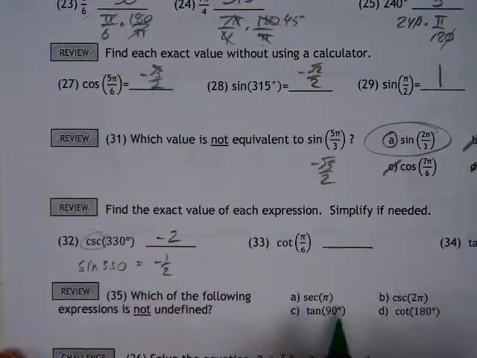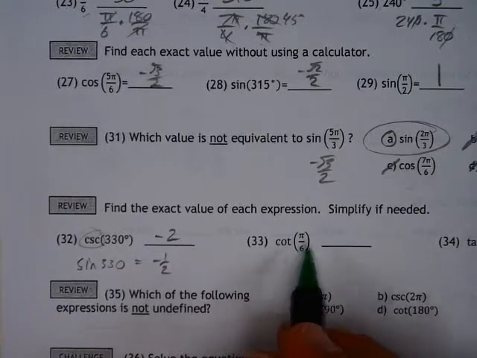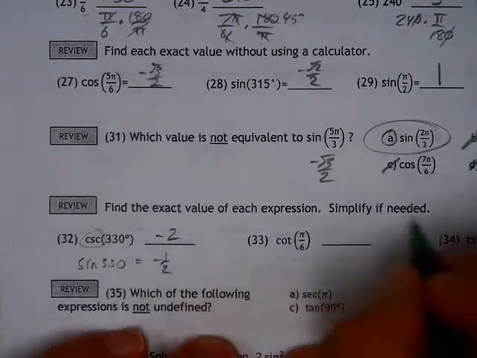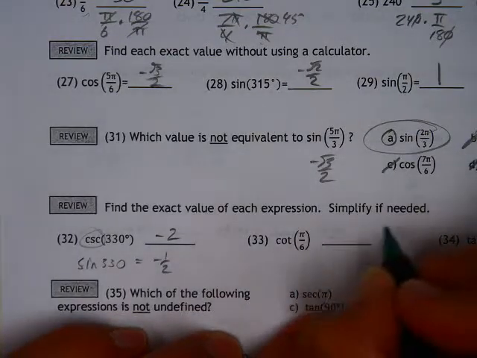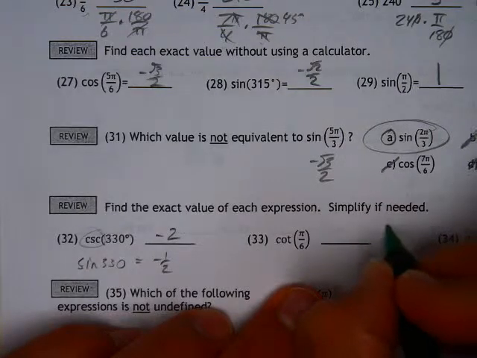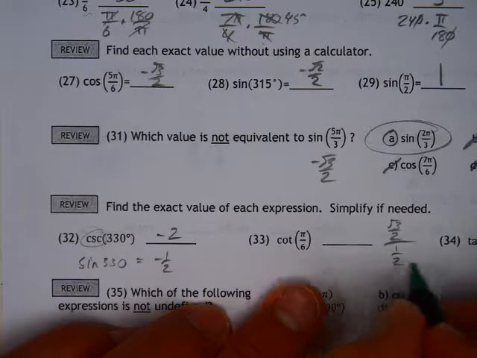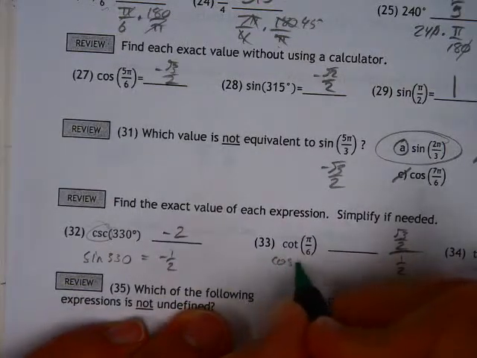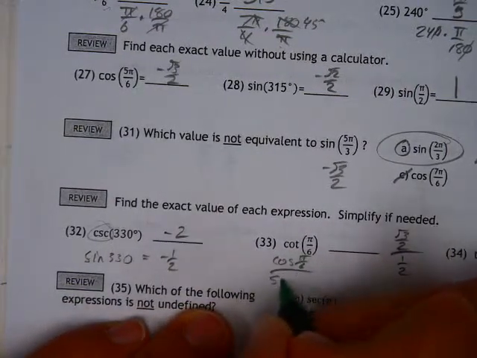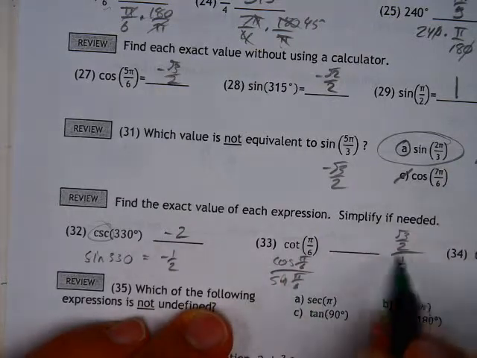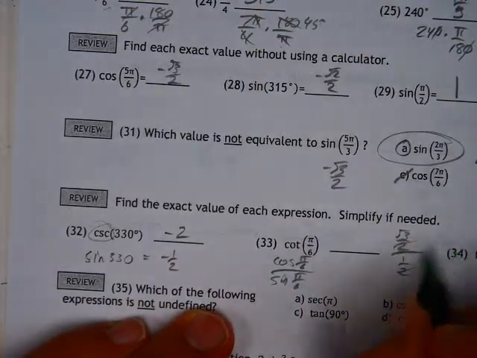Cotangent of pi over 6 is the cosine over the sine, so the cosine of pi over 6 is equal to root 3 over 2, and the sine of pi over 6 is equal to 1/2. So I'm really doing cosine pi over 6 over sine pi over 6, and this is the result. The 2's cancel, you're left with just the square root of 3.